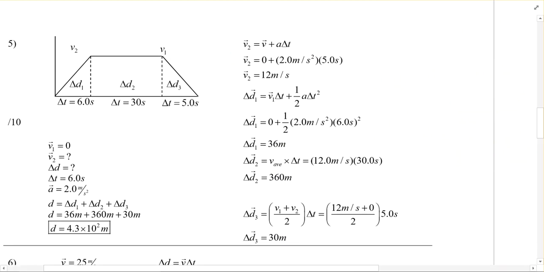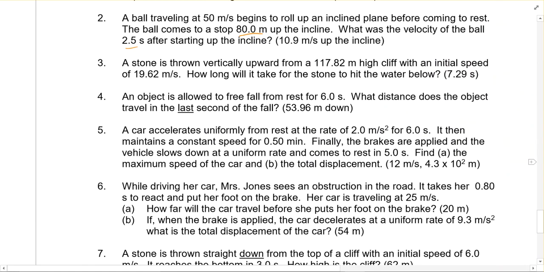Number 5 says a car accelerates uniformly from rest at a rate of 2 meters per second squared for 6 seconds. So that's accelerating, right? It then maintains a constant speed, so not accelerating, for 0.5 minutes. Finally, the brakes are applied and the vehicle slows down at a uniform rate and comes to rest in 5 seconds. So it decelerates for the last part. Find the maximum speed of the car and the total displacement.